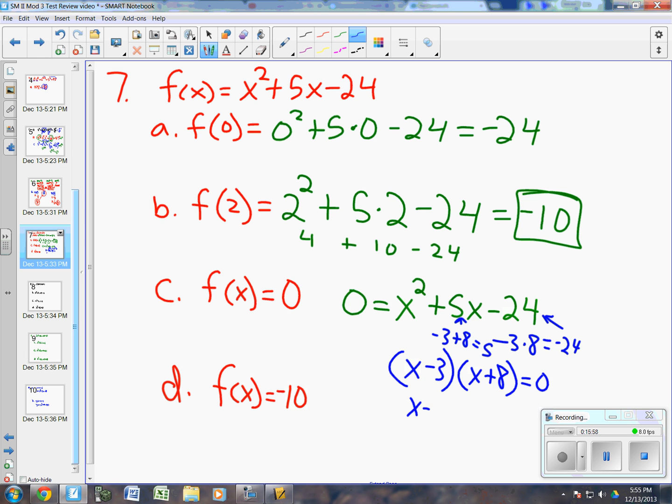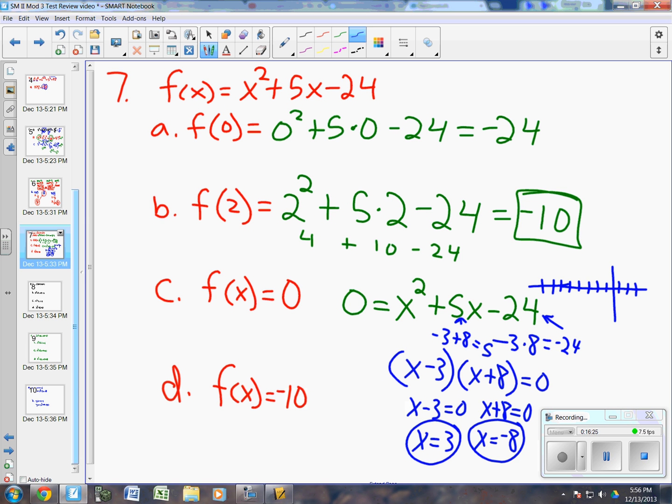I know that if I set each factor equal to 0, I will get x equals 3 and x equals negative 8 as my two solutions for x. That's also, if you remember right, where the graph of the parabola will cross the x-axis. So if you graph this, it should cross at negative 8 and 3, and this thing opens up. We've talked about that before, so it's going to look something like that.